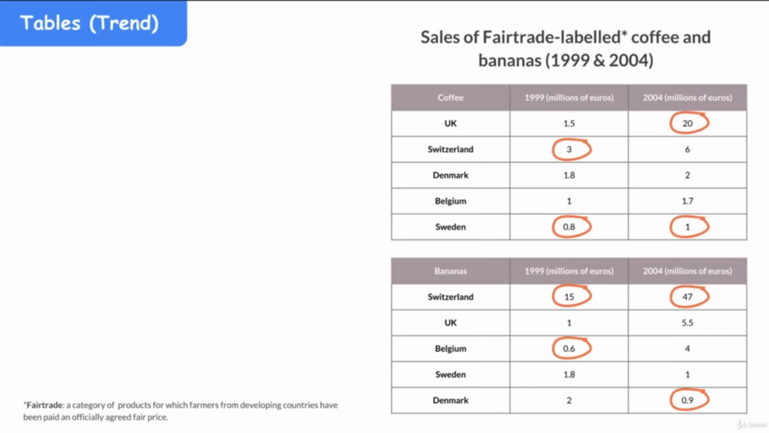Basically, you just have to describe all of these highest and lowest data points that are circled in the red color. Now, you can describe this information in any way that you want. Whichever way is comfortable for you works fine. For example, if you want to talk about all the data points in the year 1999 first, and talk about all the data points in the year 2004 next, you can do that. On the other hand, if you want to first describe the data points for coffee and then describe the data points for bananas next, you can do that as well.